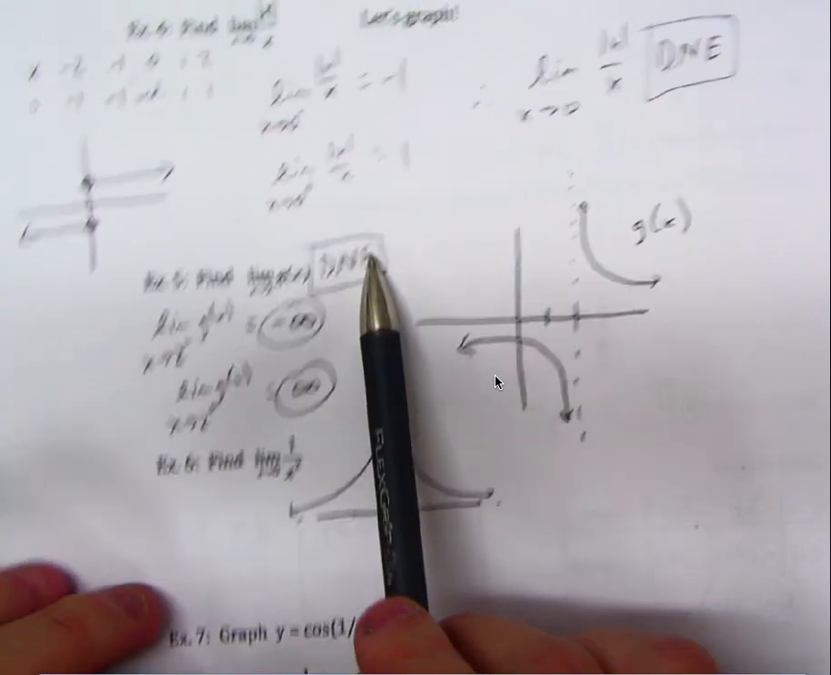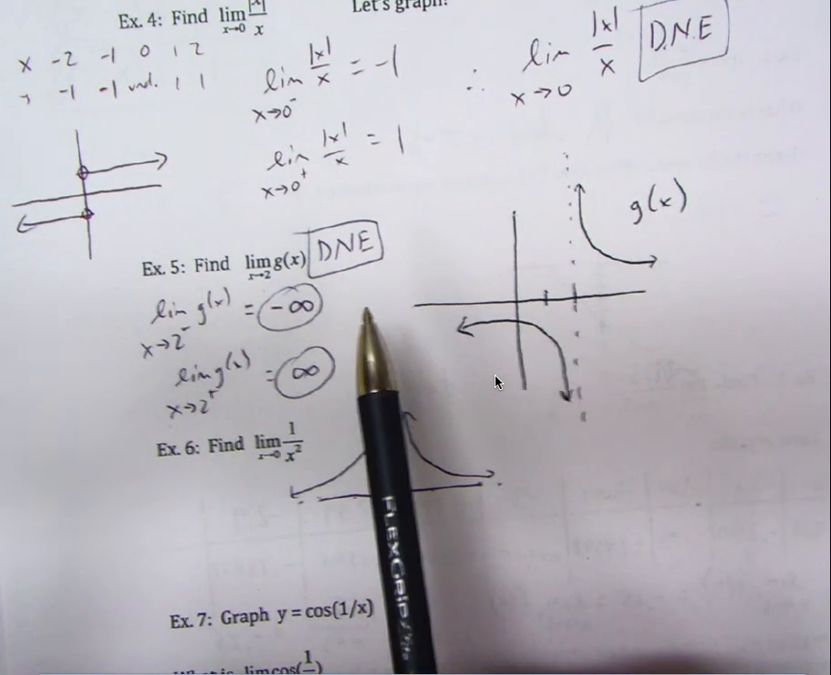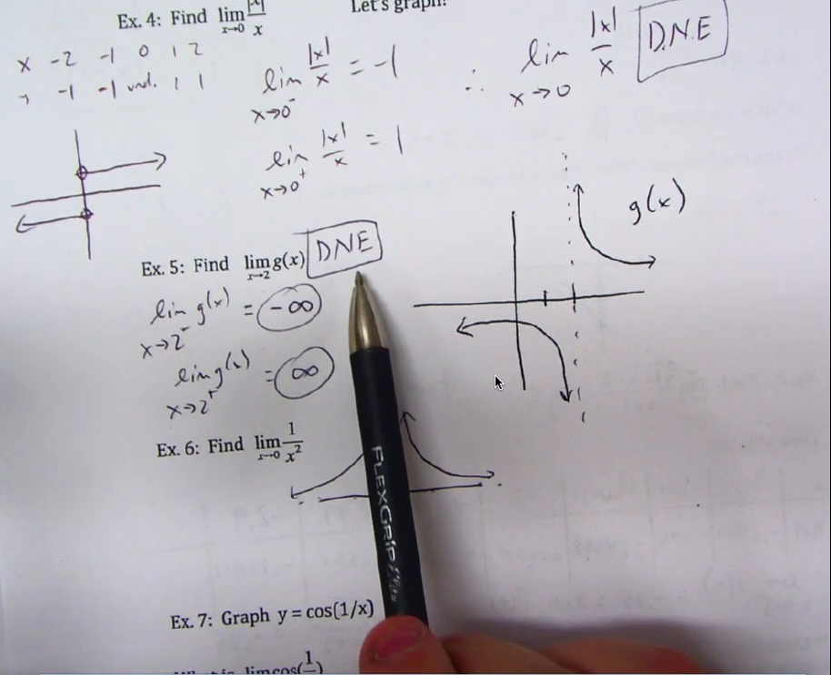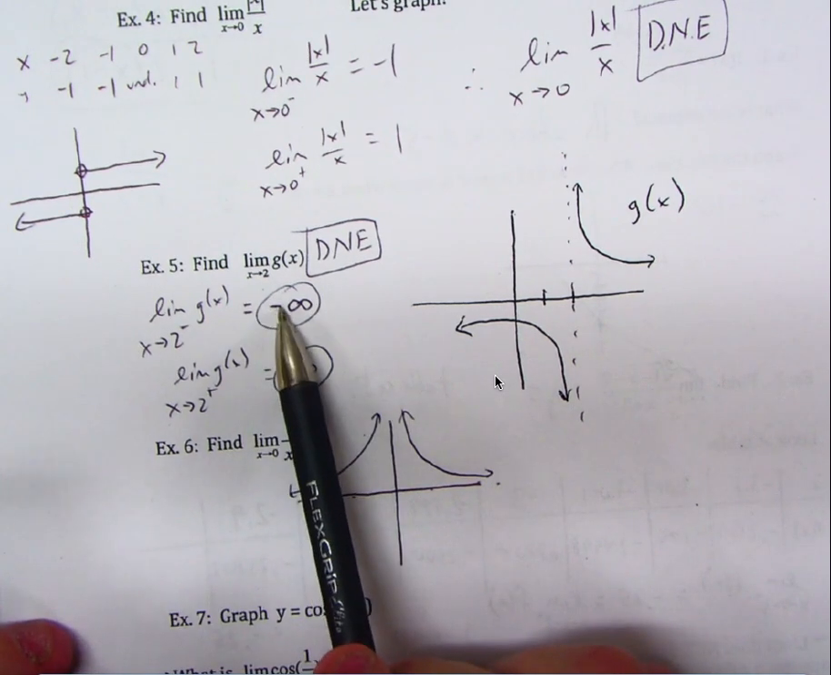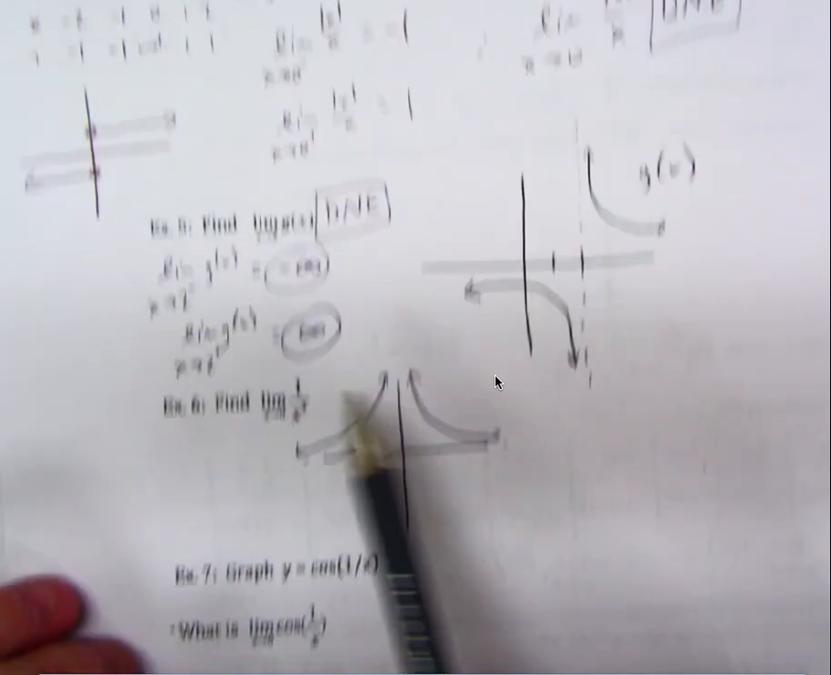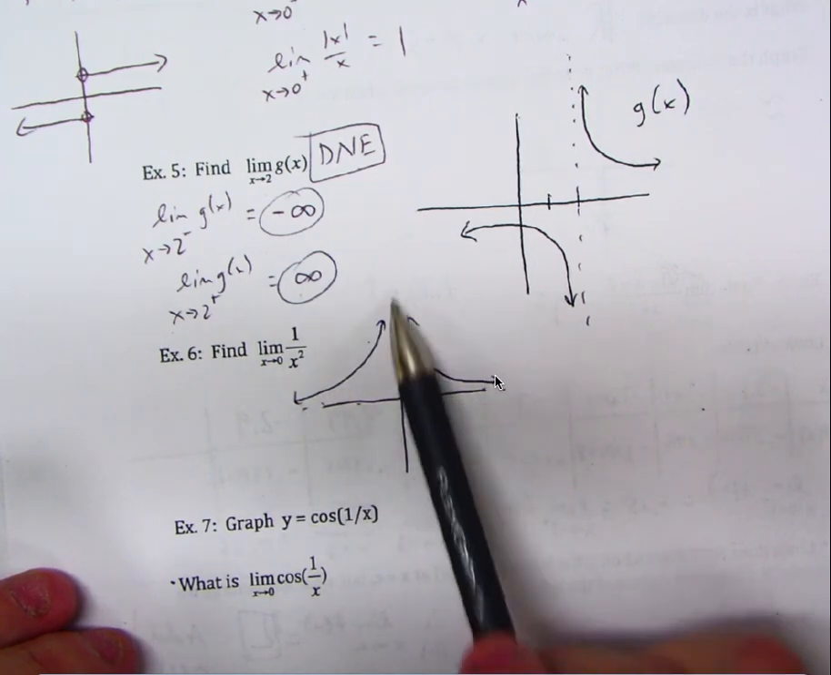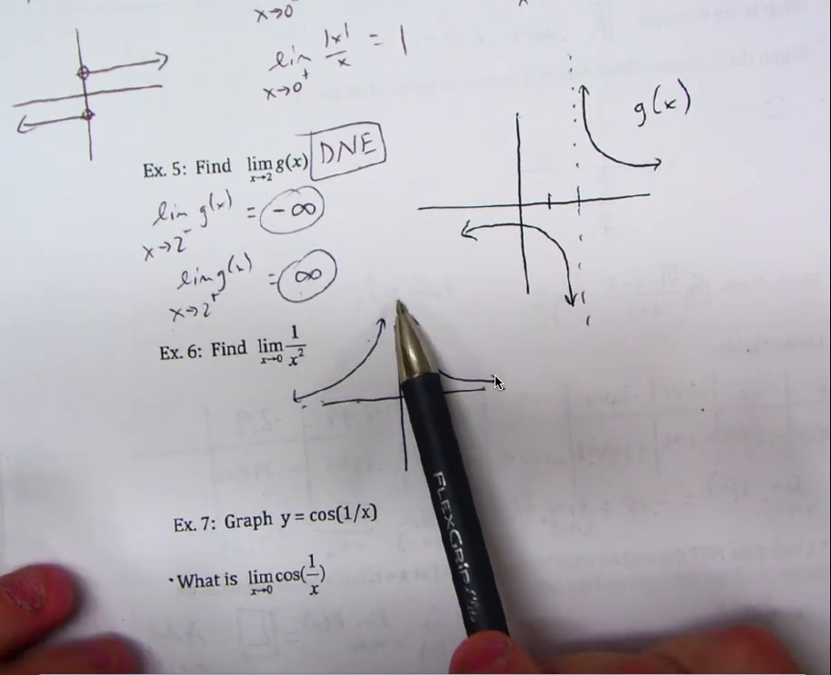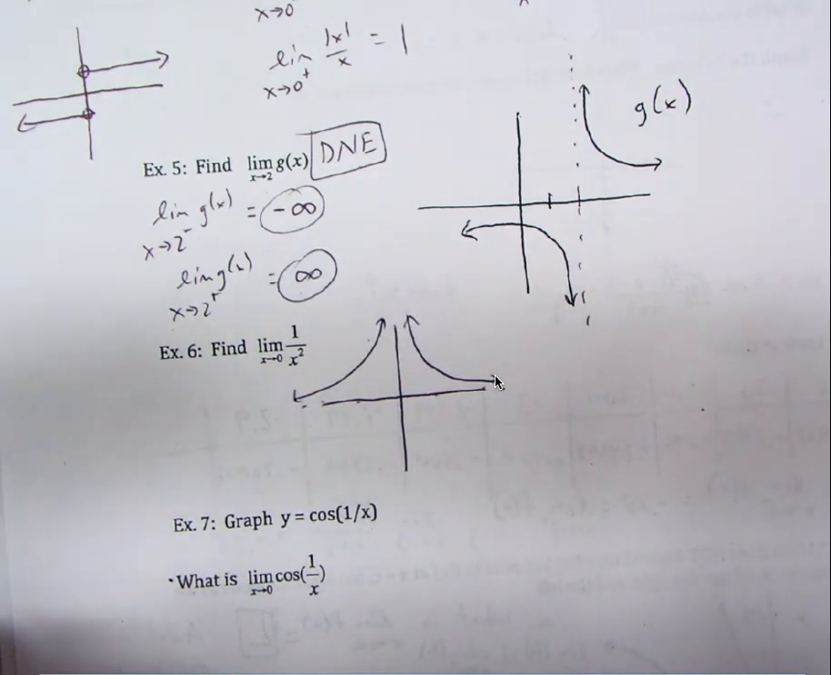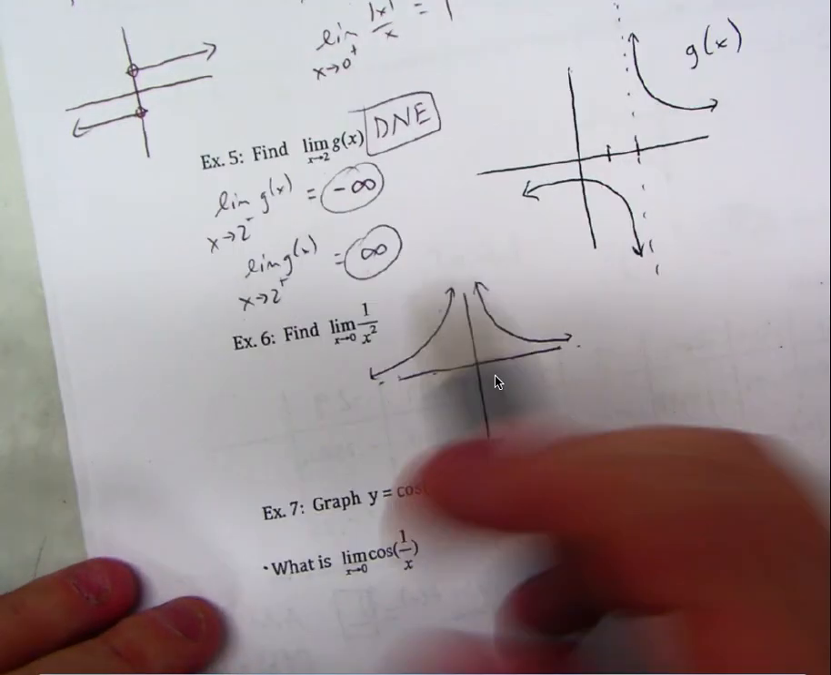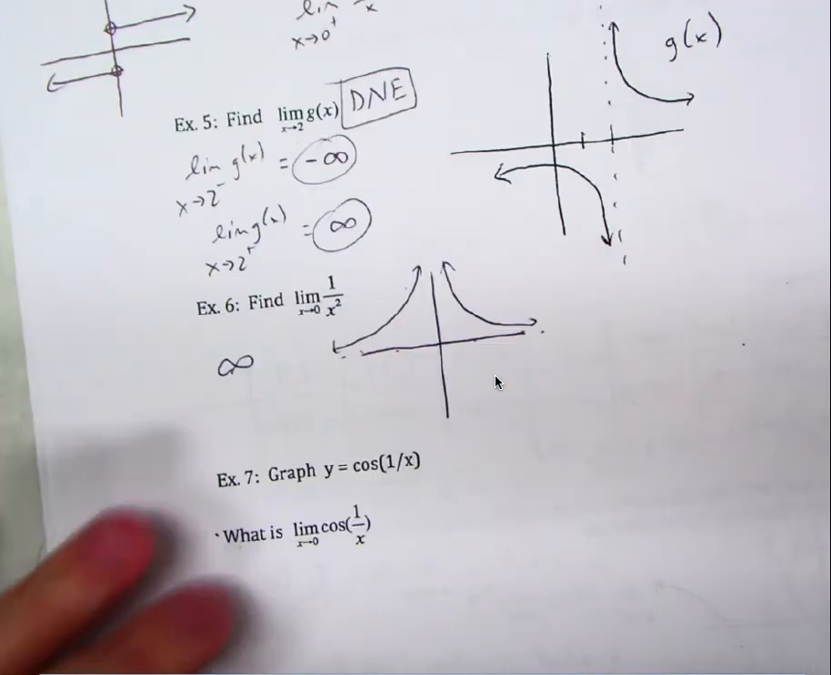The reason the earlier one was does not exist is because one side was going towards negative infinity and the other positive. This answer still technically would be does not exist, even though both sides are going up to infinity. But again, oftentimes the question they'll ask you is about one-sided limits, and so for that answer you would probably want to put infinity.